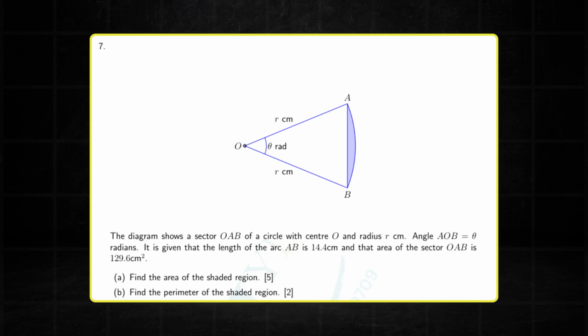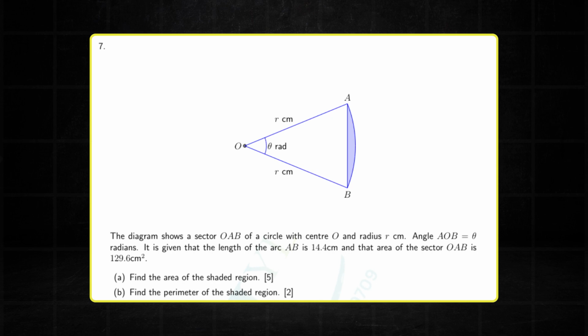Then number 7 is just a simple circular measure question. This one has 2 parts. Part A is find the area of the shaded region. Part B is find the perimeter of the shaded region. They give you a diagram and they give you the information that you need to be able to come up with the area and the perimeter.